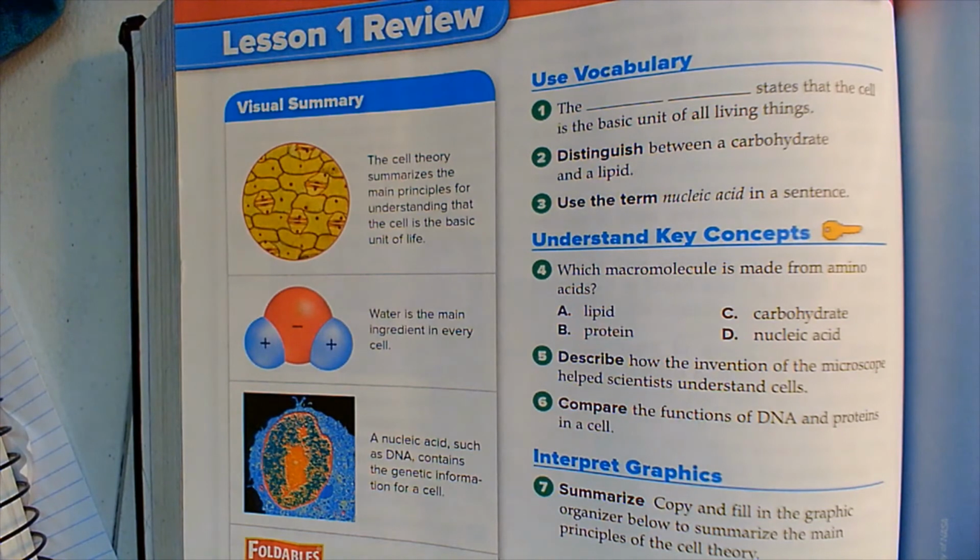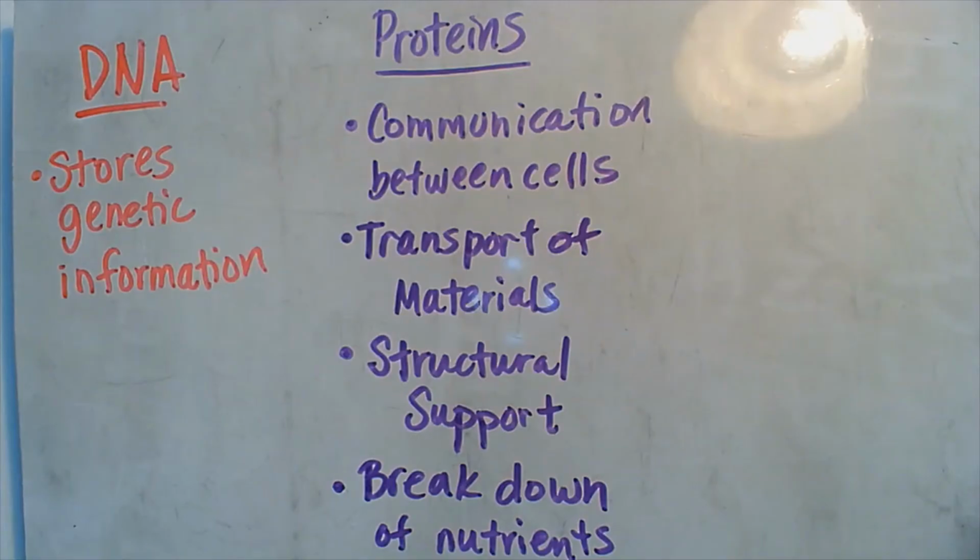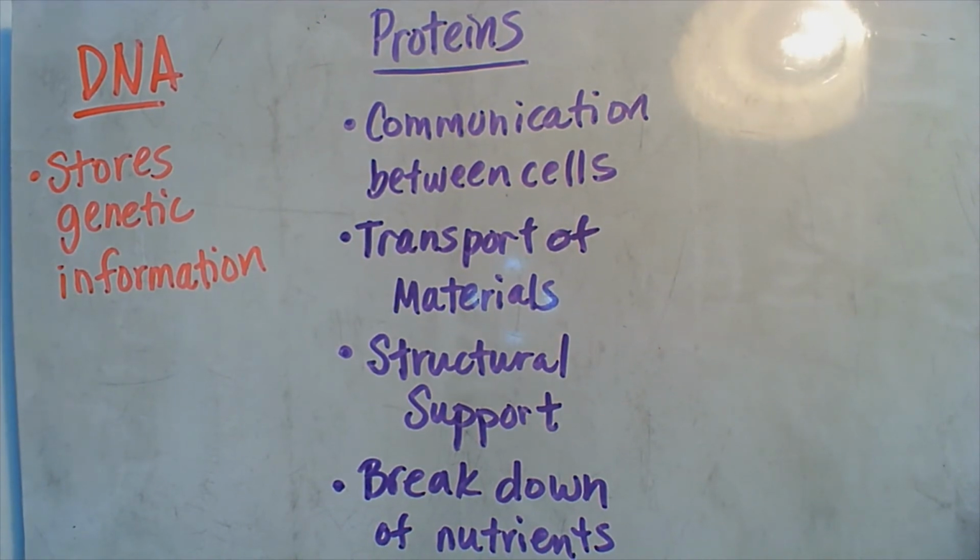Number 6, compare the functions of DNA and proteins in a cell. Okay, so to answer the question, the differences between the functions of DNA and proteins in a cell. The DNA stores genetic information, while proteins are used for things like communication between cells, the transport of materials, structural support, and the breakdown of nutrients in the process of using enzymes, and enzymes are proteins.